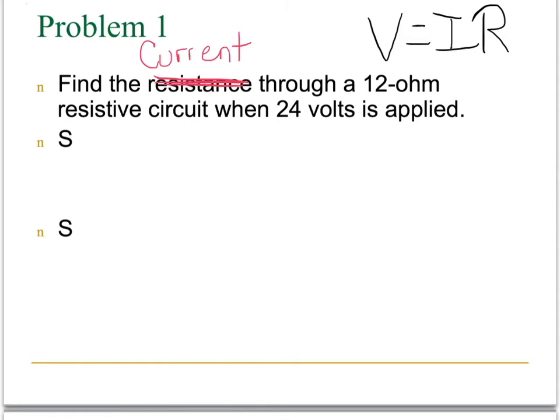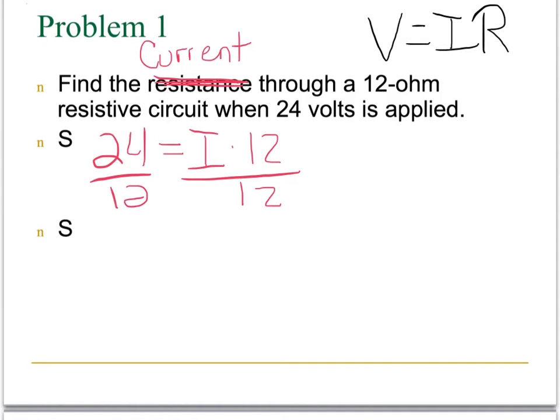Now we need to substitute in our numbers. So we get 24 equals I times 12 ohms for our resistance. In order to get I by itself, we're going to divide both sides by 12. We get our current equals 2 amps.